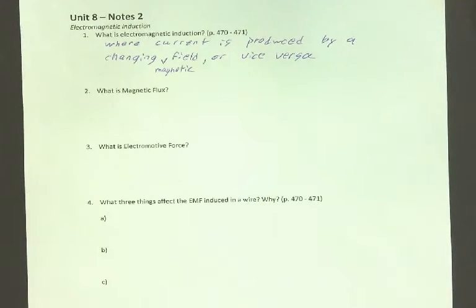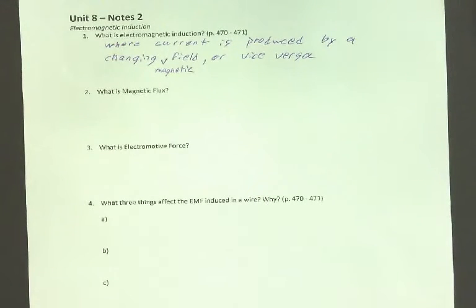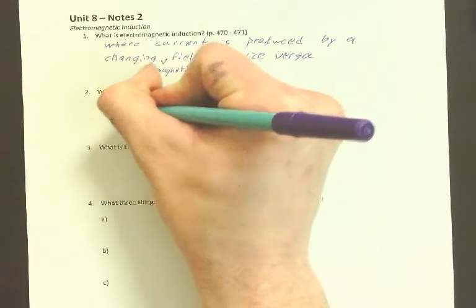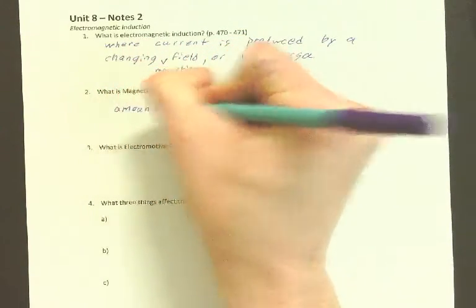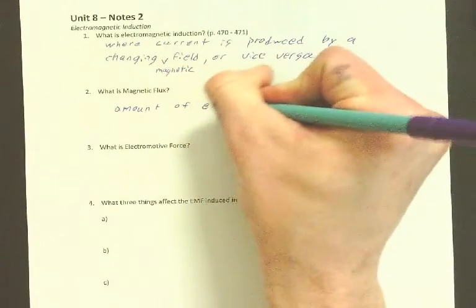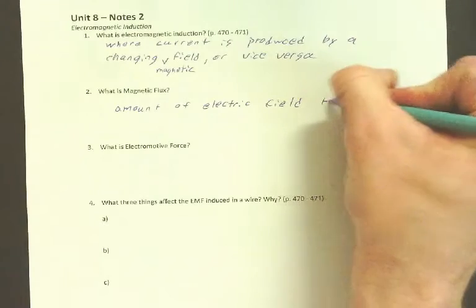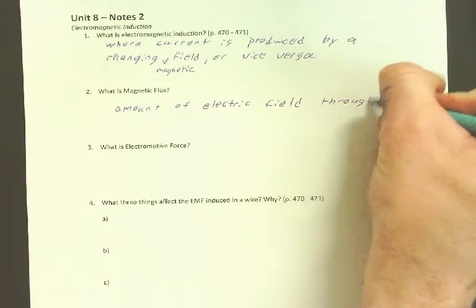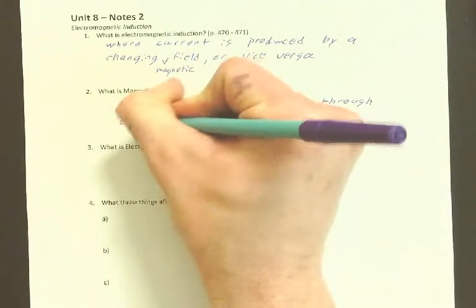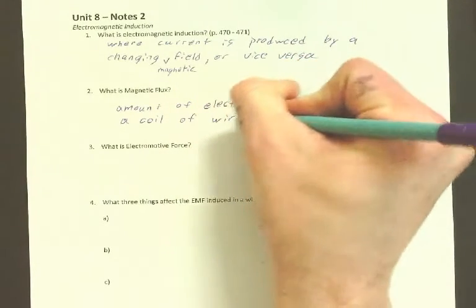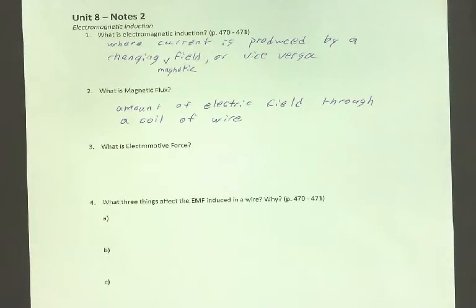Okay? So magnetic flux, we defined this last time in the lab, but just as a reminder, magnetic flux is the amount of magnetic field through a coil of wire. Okay?